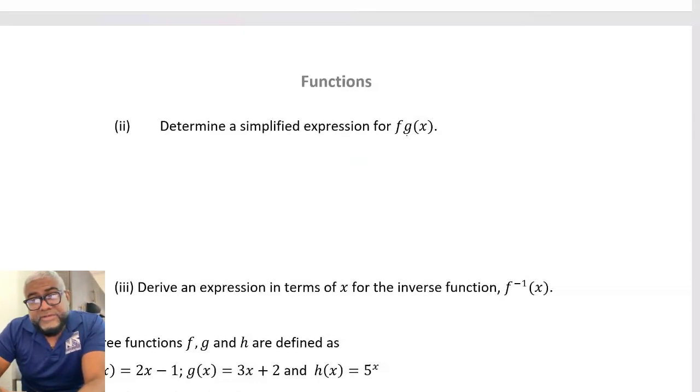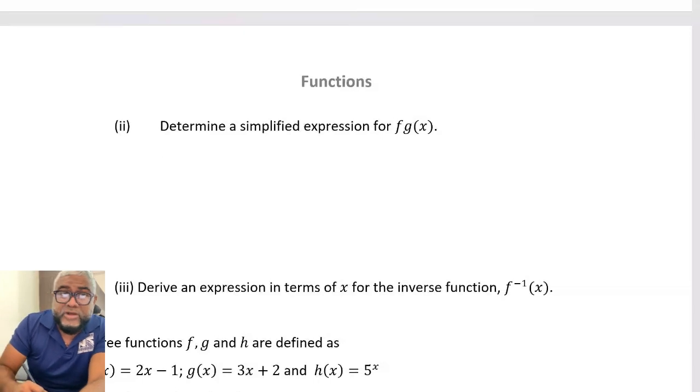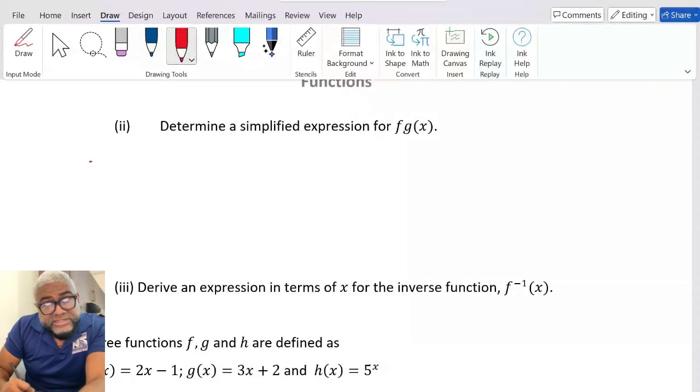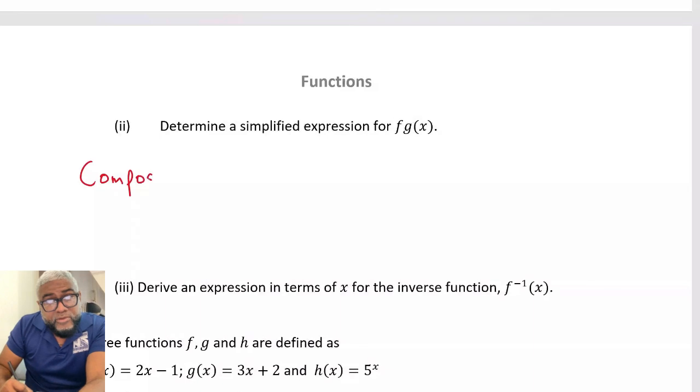Determine a simplified expression for fg of x. This is what we call a composite function, right?